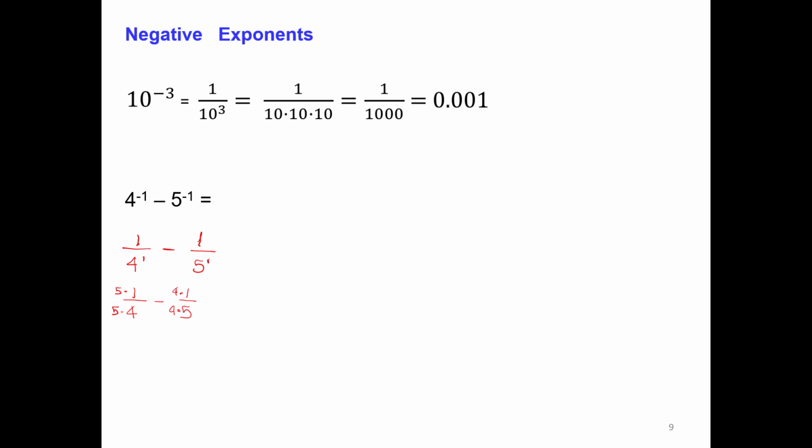Here is the multiplication. 5 times 1 is 5. 5 times 4 is 20. 4 times 1 is 4. 4 times 5 is 20. Now we have a common denominator. In this case we just subtract the numerators and keep the denominator. Then 5 minus 4 over 20 will be 1 over 20. Then this equals 1 over 20. That's the answer.